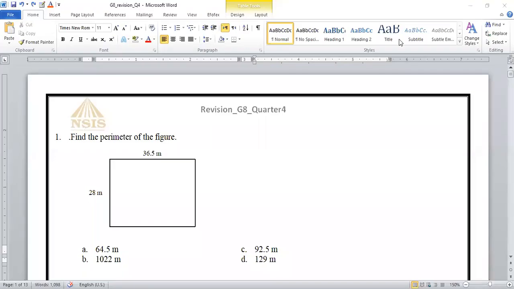Hello grade 8. In this video we will start to solve the revision of quarter 4. Question number 1. Find the perimeter of the figure.